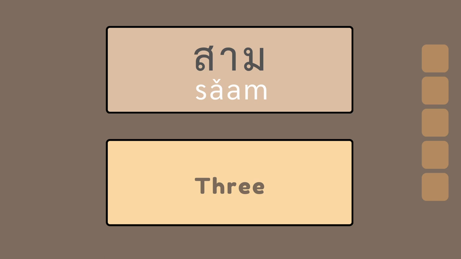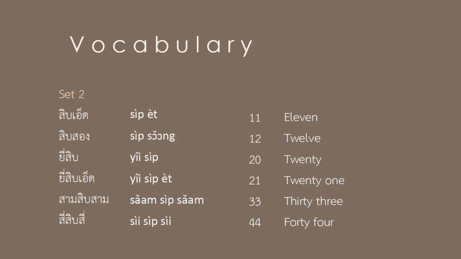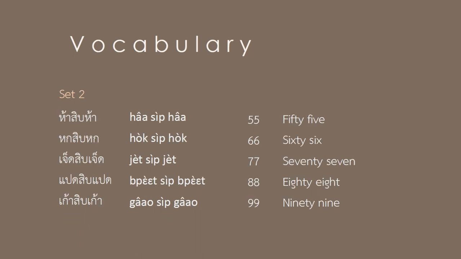Now let's take a look at the next set of vocabulary. 11, 12, 20, 21, 33, 44, 55, 66, 77, 88, 99.